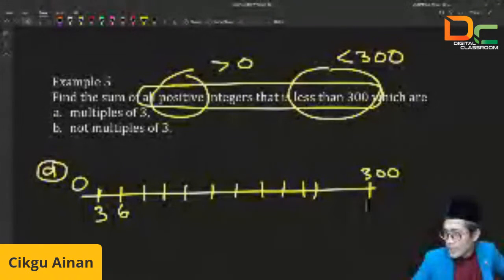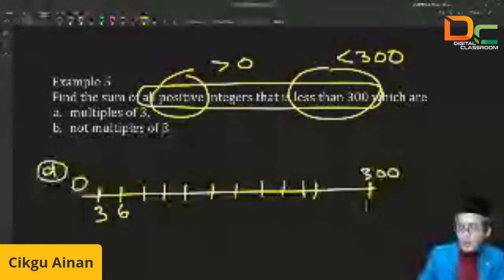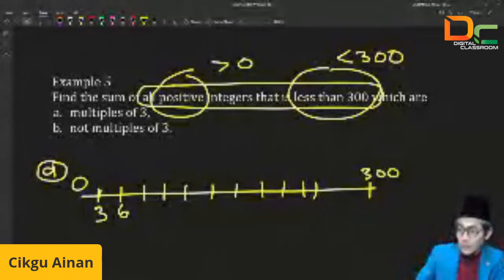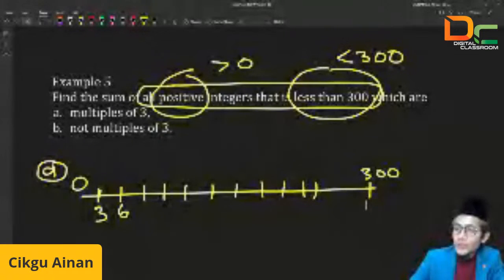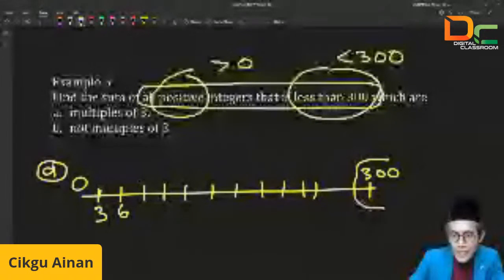Anyone? Maybe can respond in the comment. Can or cannot? Because 300 is divisible by 3. Stand up again. Okay, it's fine, you can top up again, insyaAllah. Okay. Now, for those who are clear, my question is, can we take 300?